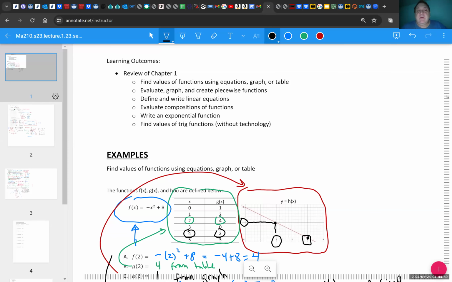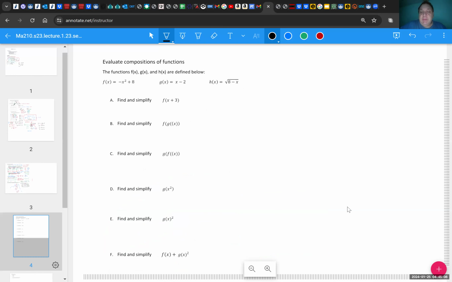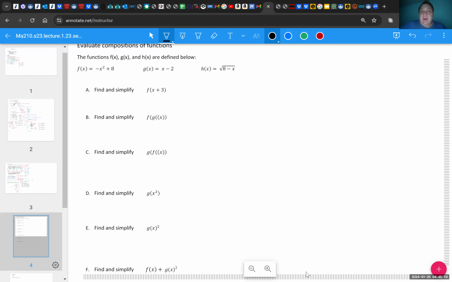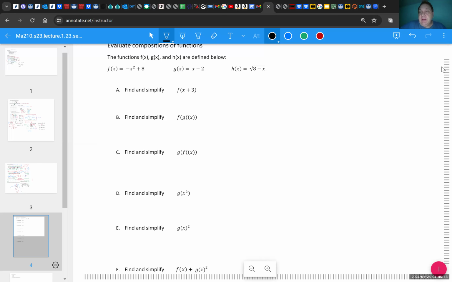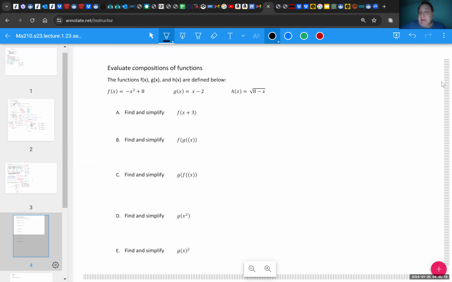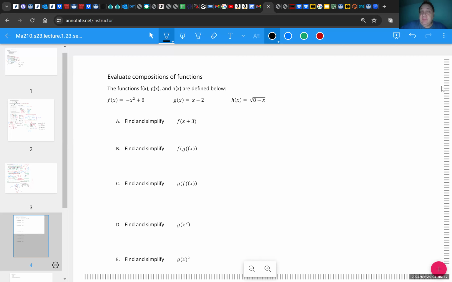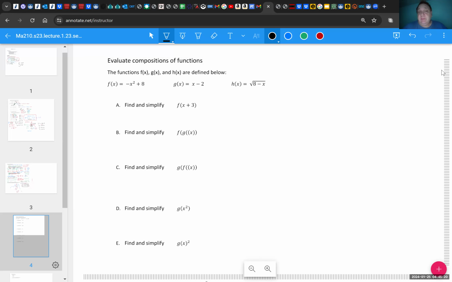Hi there, this video covers section 1.3 on evaluating compositions of functions. So what is a composition of function? What do we mean by that? Well, we're talking about evaluating functions not at numbers, but at letters, numbers, or even other symbols, or even functions themselves. So let me show you some examples to clarify what we mean by composition of functions. And then, of course, let me also show you the answers of how we compute those things.